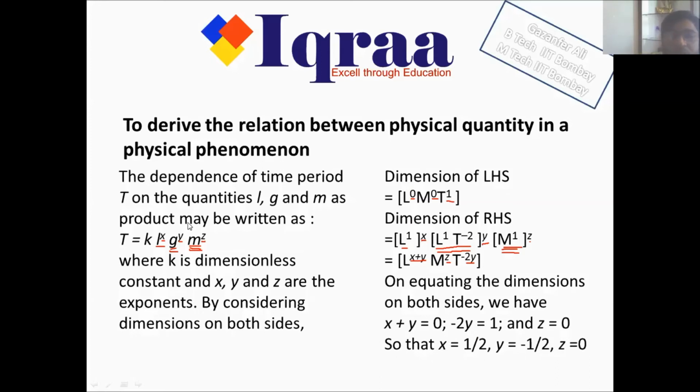That means the time period doesn't depend upon the mass, it only depends upon L and G as a power of half and minus half. Or we can write T is equal to K square root of L by G, where K is a constant. Remember, this K is a dimensionless constant, and the value of this K, which comes out to be 2 pi, can only be found experimentally.